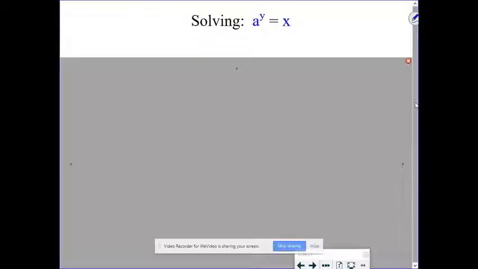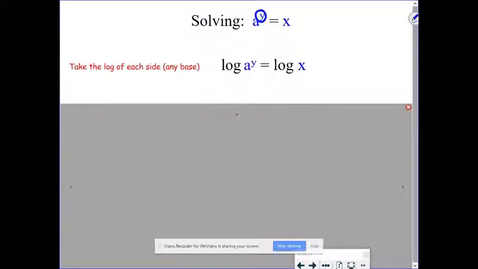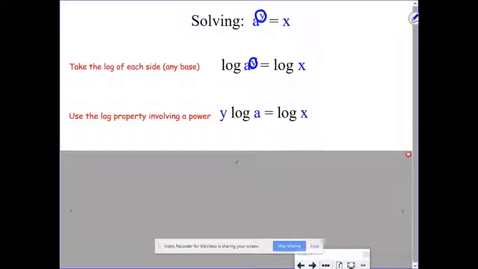That's until now. So, in this one, we're going to solve for y. We're going to get that y alone. The y is in the exponent part. So whenever you have the variable in the exponent part, this is one of the things that you will be able to do. So the first step in this, take the log of both sides. So that means log a to the y equals log of x. Take the log of both sides.